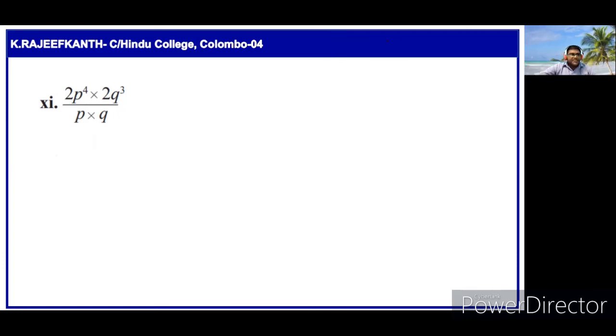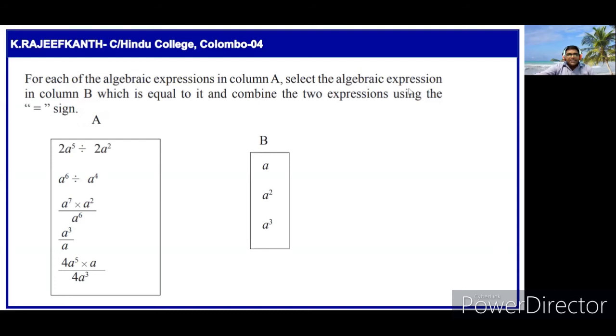Then the next question. Here the question is: for each of the algebraic expressions in column A, select the algebraic expression in column B which is equal to it, and combine the two expressions using the equal sign. Right. First we will simplify the first one. Here 2a to the power of 5 divided by 2a to the power of 2. Then 2 divided by 2, 1.